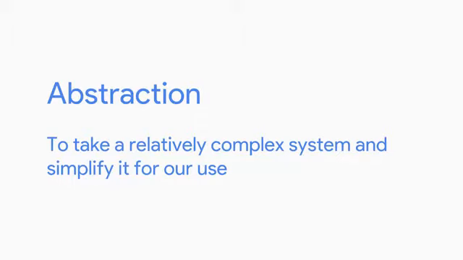When we interact with our computers, we use our mouse, keyboard, or even a touchscreen. We don't tell it the actual zeros and ones it needs to understand something. But wait, we actually do. We just don't ever have to worry about it. We use the concept of abstraction to take a relatively complex system and simplify it for our use.